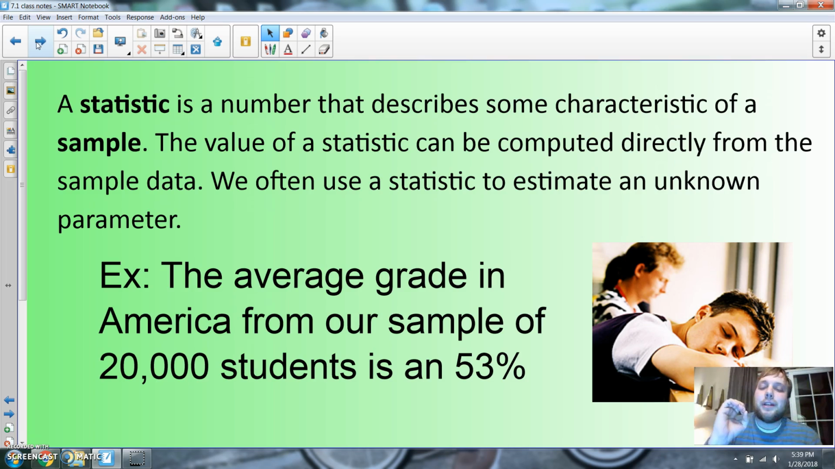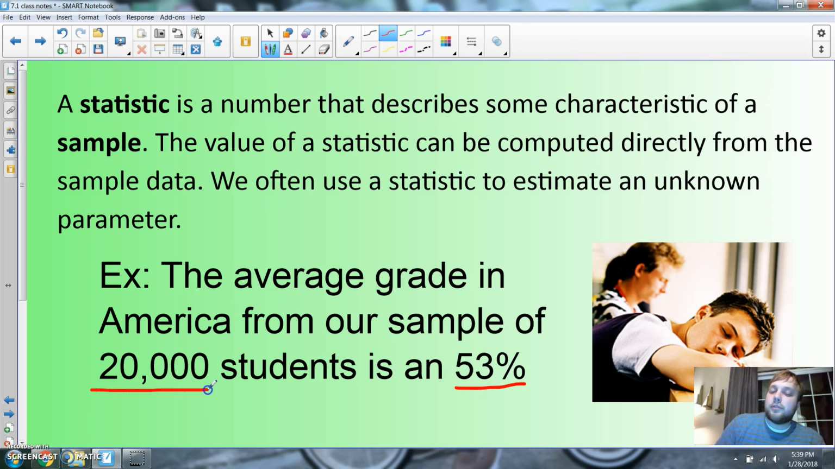In this situation, the average grade in America from our sample of 20,000 students is 53 percent. So is this everybody in America? No, it's just from 20,000 students. It's not everybody in America, just those 20,000. We might be able to say the population is probably somewhere around there, but our statistic is just from a sample.